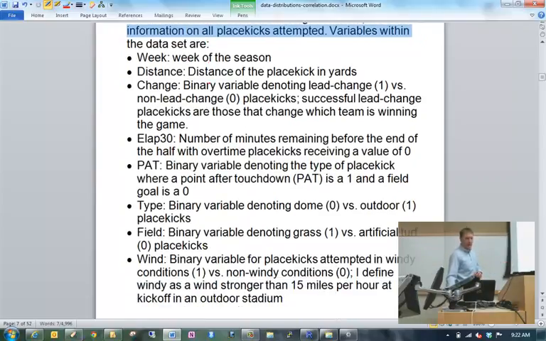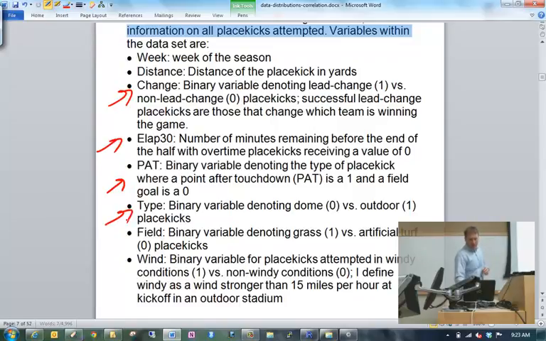And so some of the information then I collected on every place kick that was attempted was such as, well, the week of the season, the distance of the place kick in yards, a variable called change, which, and we'll talk more about this later on, basically was a measure of pressure. How much time's left to go in a particular half. Was the place kick what's called a point after touchdown or a field goal? In football, if you're not familiar, there are two different kinds of place kicks. Point after touchdowns worth 1 point if successful. Field goals worth 3 points if successful.